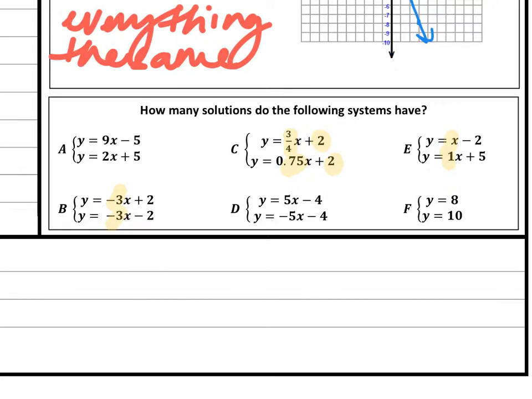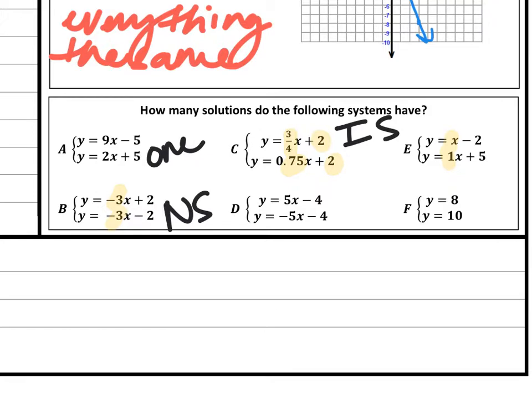Catherine, what should I say for A? There is one solution. Why? Yeah. Different slopes gives me one. What about B? It looks like they have the same slope. Emma, what should I say? None. Why? Because the y-intercept is different, one's positive 2 and negative 2. Right. Same slope, different y-intercept. That will give me no solution. Julian, C? Infinite. Why? Because the slopes are the same and the y-intercept is the same. Right. Everything's the same. It's written a little bit differently. 3/4 is the same thing as 0.75.